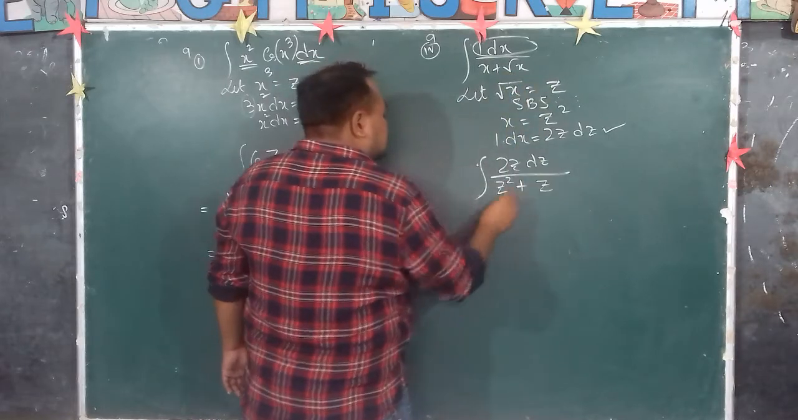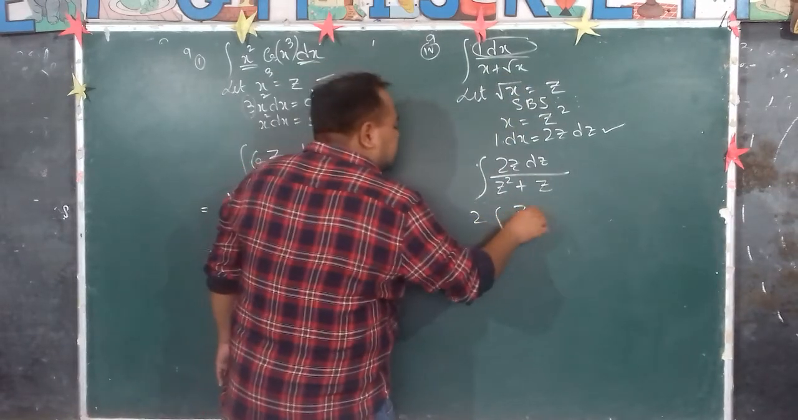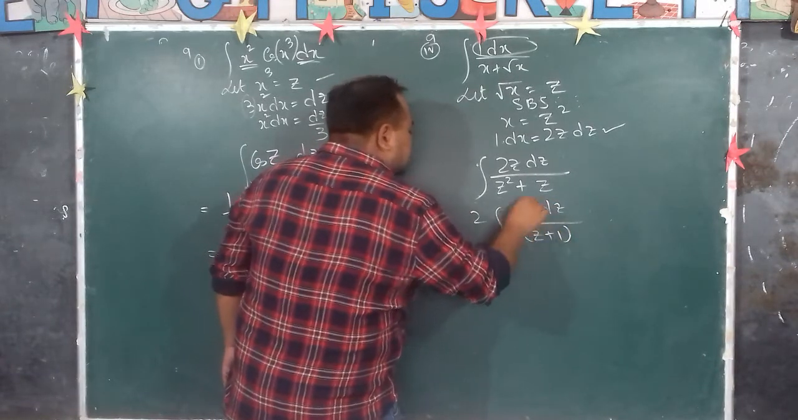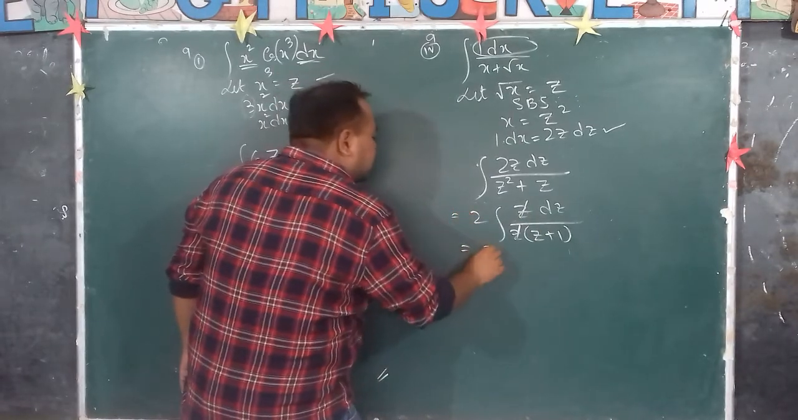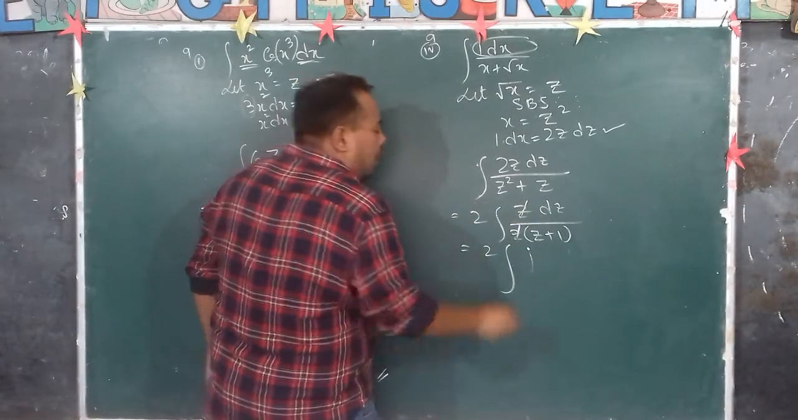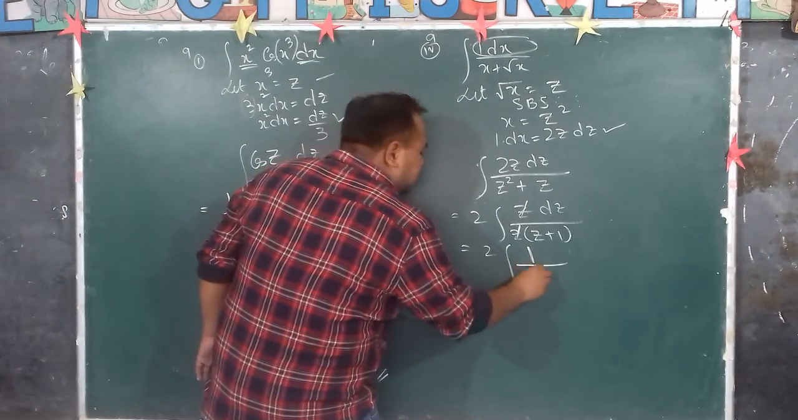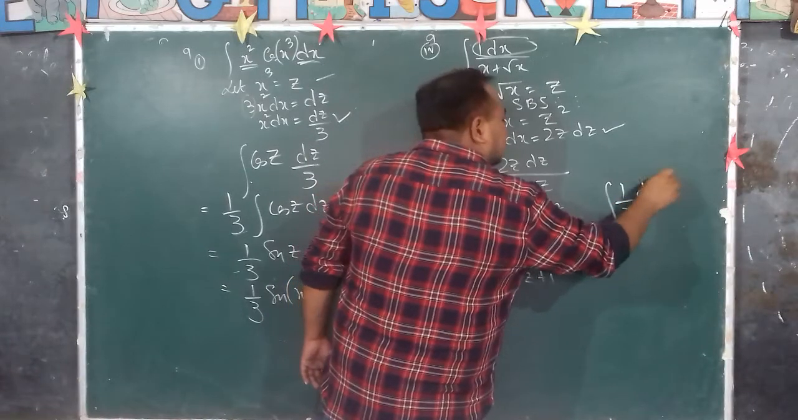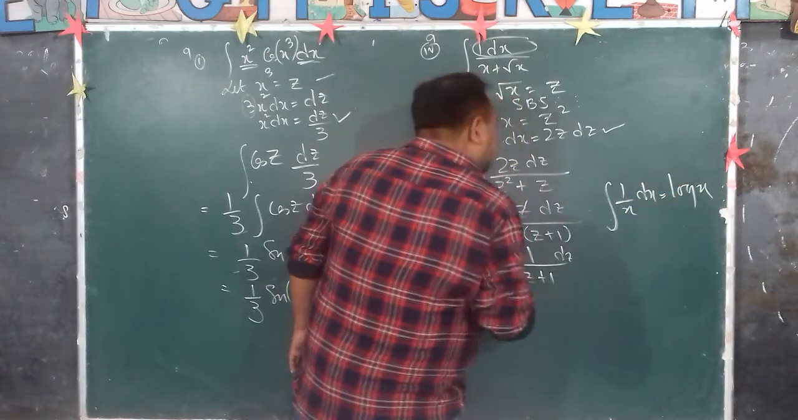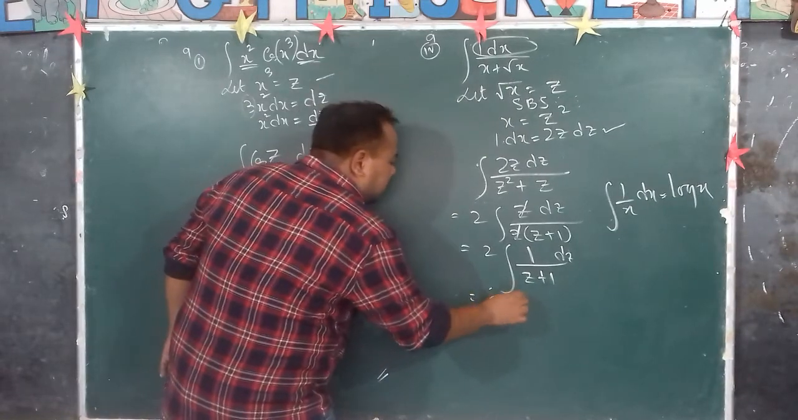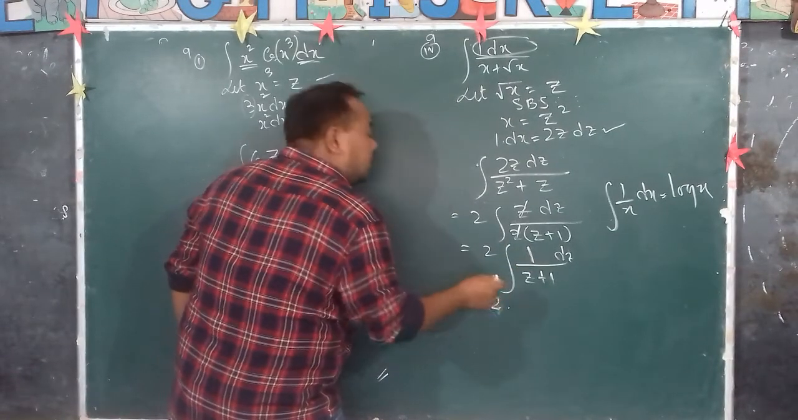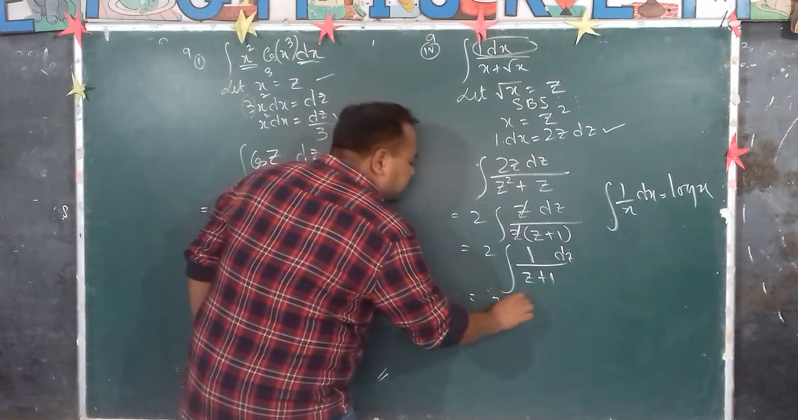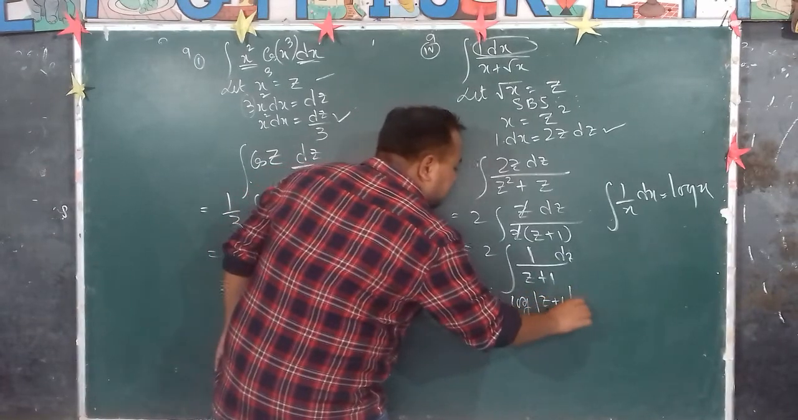So 2 is a constant, goes out, you get z dz divided by z is common, so you get z plus 1. z and z get cancelled, so you are left with 2 integration of 1 divided by z plus 1 dz. Can anyone tell me what is the integration of 1 by x dx? It is log x, isn't it? In a similar way, integration of 1 by z plus any constant will also be log. So log modulus z plus 1 plus c.